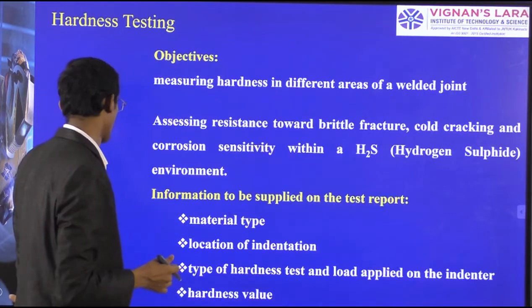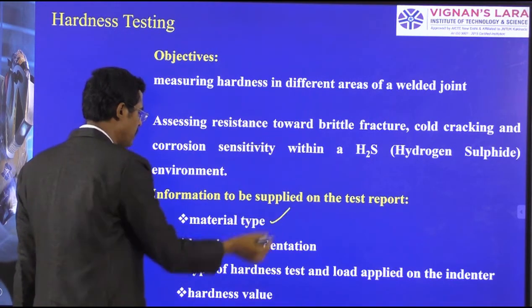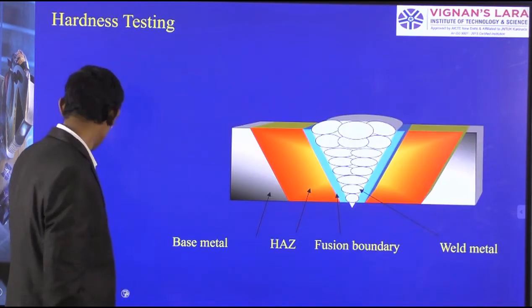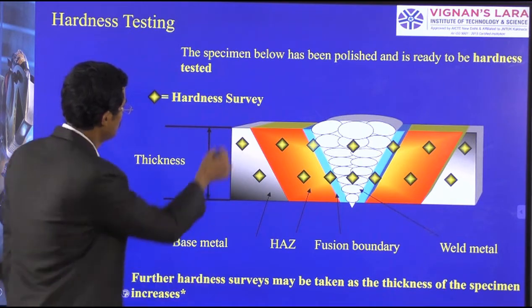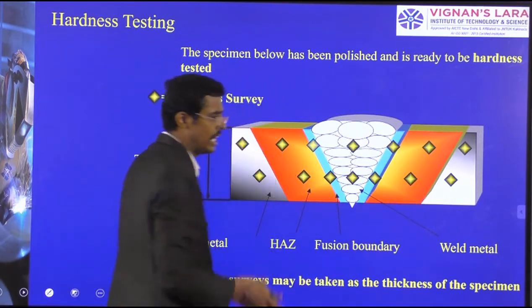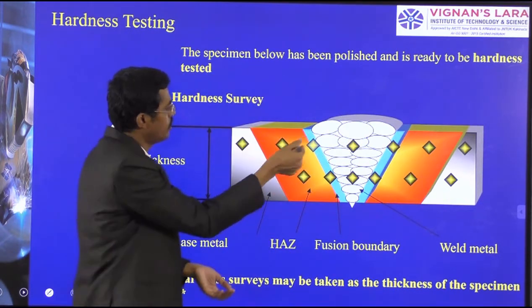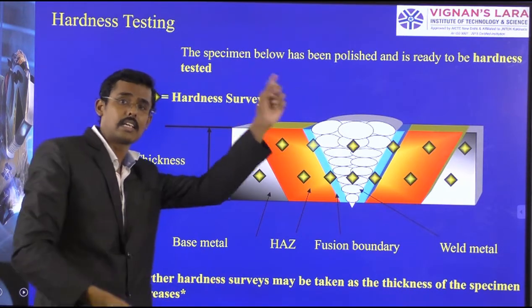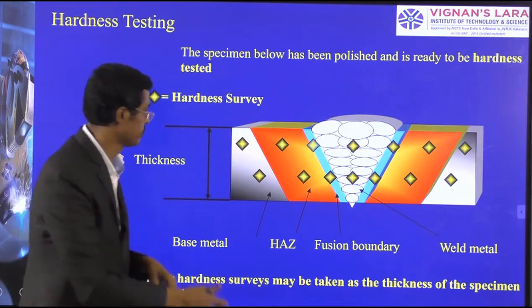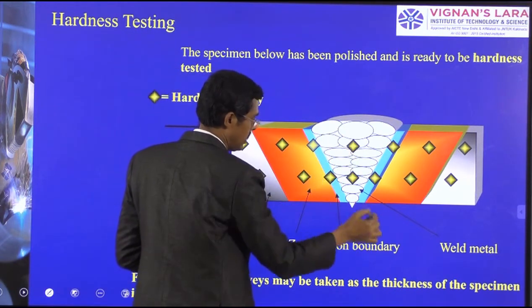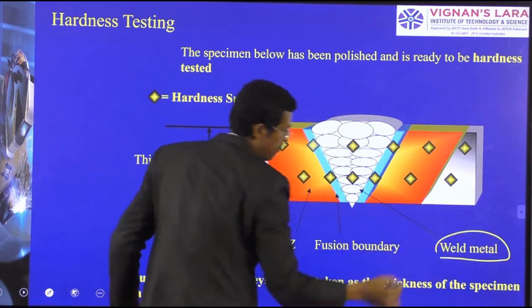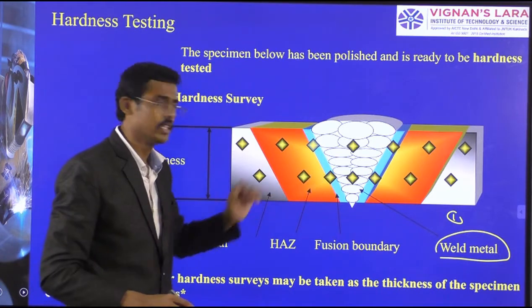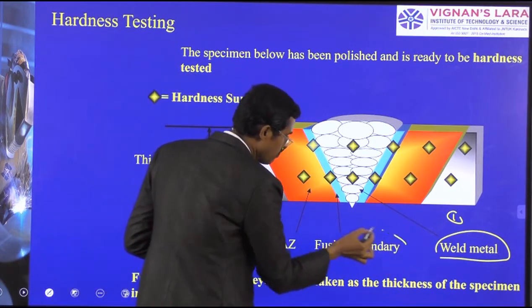So what happens? Here also, inspections of material type and the location where we want to do testing, that information we have to give. This is the specimen I have taken. This is the welded one. You can identify it, and I am showing the cross-section view of the specimen. I want to take readings at three locations, as in the impact and as in the tensile. Here also, number 1 I have taken at the weld metal. And number 2, nearby to this, there is a fusion boundary layer.